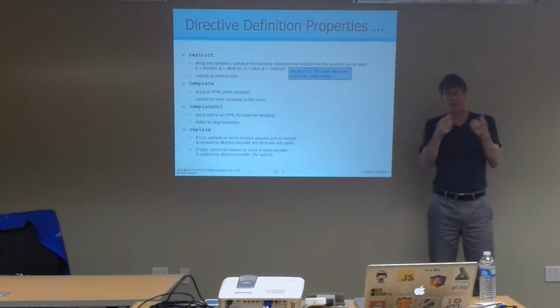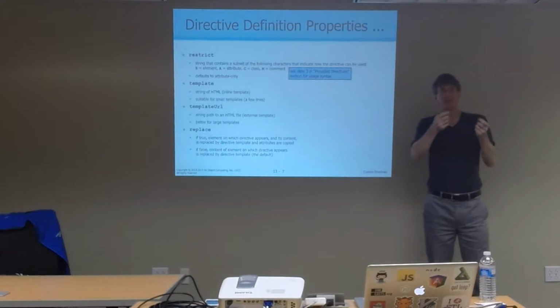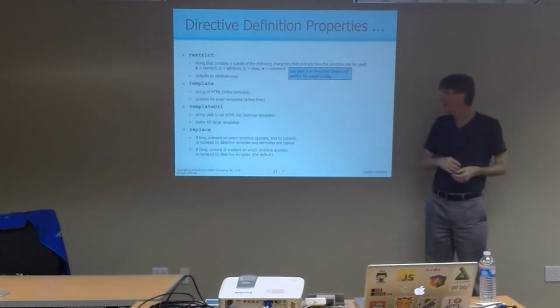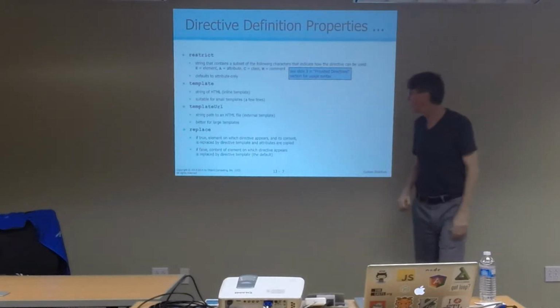So the directive is on some element in my HTML. The directive itself has some HTML potentially. Should that HTML replace the element on which the directive was placed? Or should it just supply content for that element and leave the element there? So replace, it's going away. Not replace, it's going to be inserted into the content of the element where it appears.